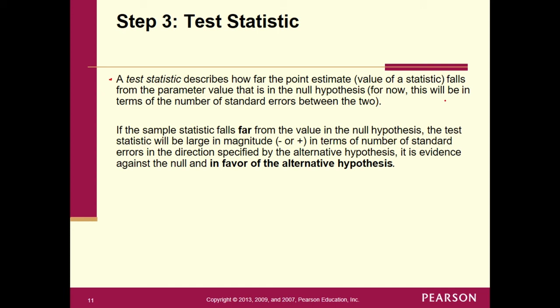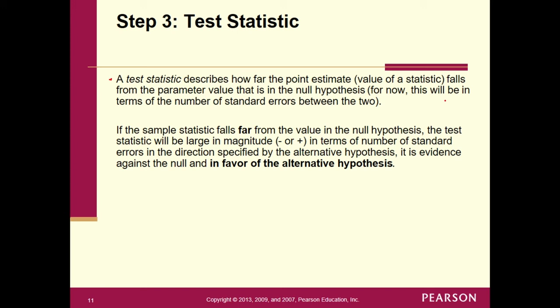This is important. If the sample statistic falls far from the value in the null hypothesis, the test statistic will be large in magnitude. And by magnitude, I don't care if it's negative or positive, just large in magnitude. So if the statistic falls far from the value in the null, the test stat will be large, in terms of the number of standard errors. In the direction specified by the alternative, that is evidence against the null and in favor of the alternative. Now that's a mouthful, and you might want to read that a couple of times.